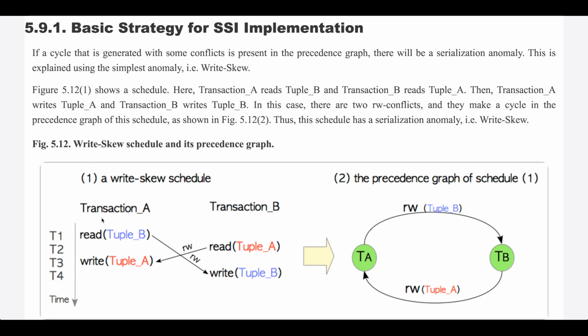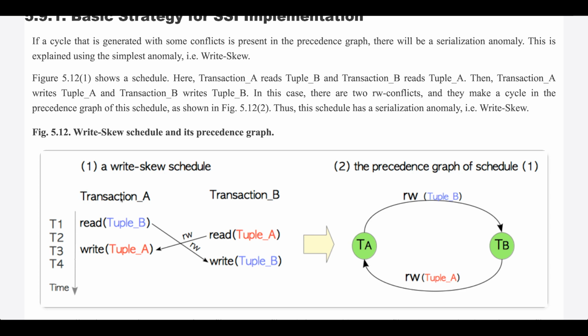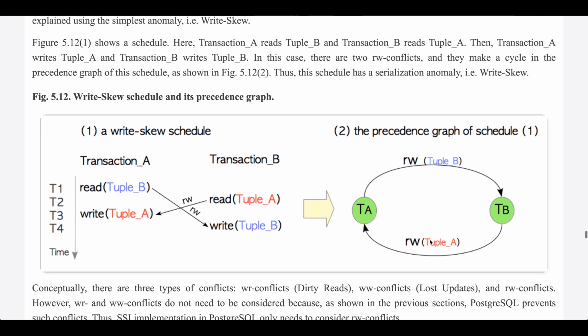Figure 5.12.1 shows a schedule. Here, transaction A reads tuple B, and transaction B reads tuple A. Then transaction A writes tuple A, and transaction B writes tuple B. In this case, there are two read-write conflicts, and they make a cycle in the precedence graph of this schedule, as shown in figure 5.12.2. This schedule has a serialization anomaly, the write skew.